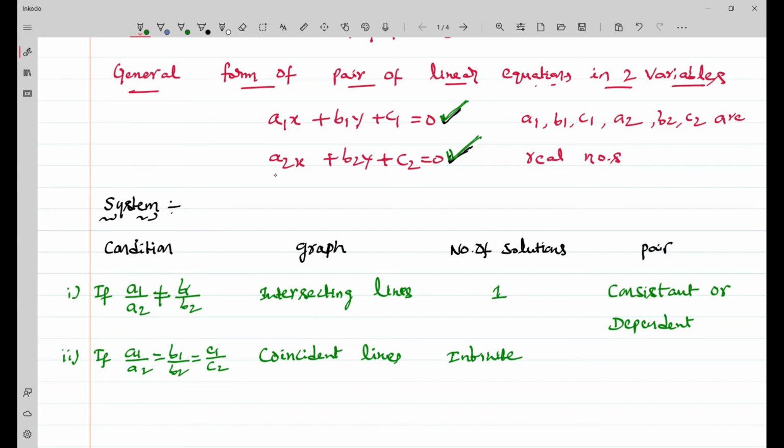Just now I told, if there is at least one solution, that pair is called consistent or dependent. So that's why I'm writing here consistent or dependent.